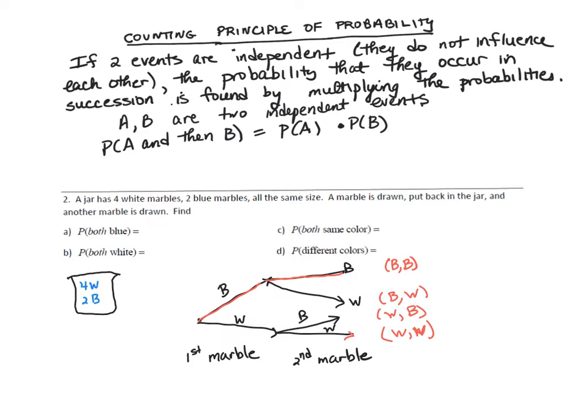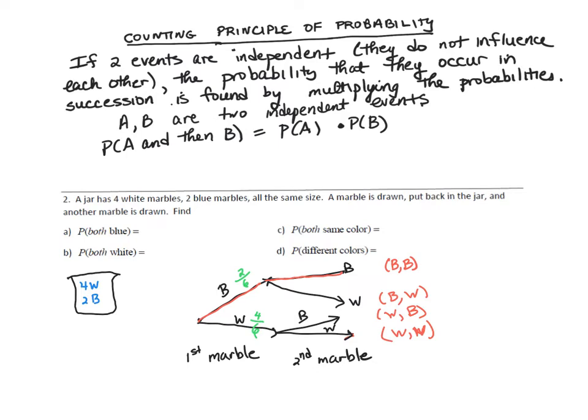Okay, now let's look at the probabilities of each. The probability of picking a blue marble, and I'll put this in green, would be 2 out of 6, because there are 2 blue marbles and 6 altogether, whereas the probability of picking a white marble would be 4 out of 6. Notice the sum of the probabilities is 6 out of 6, which is 1.